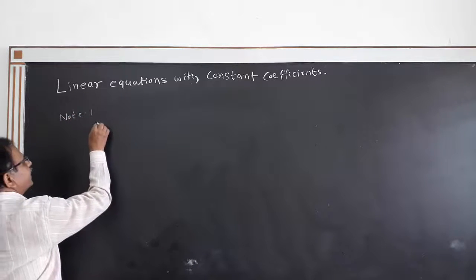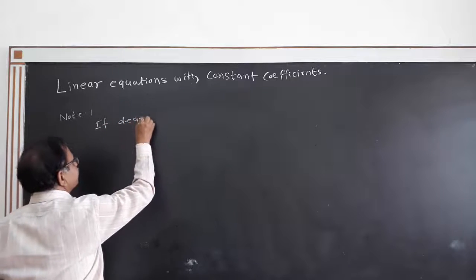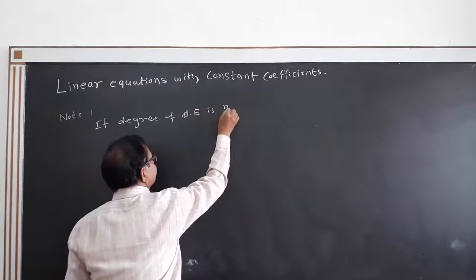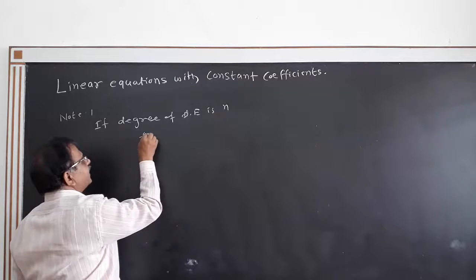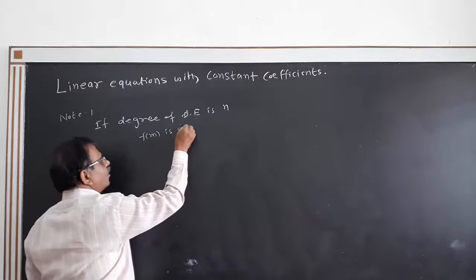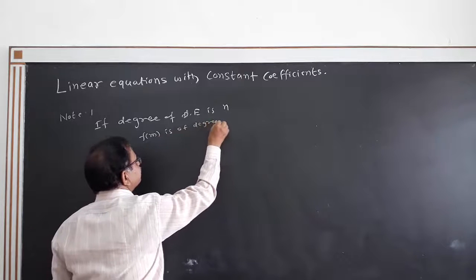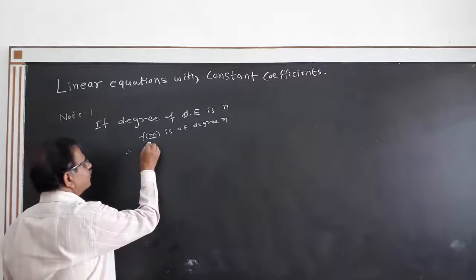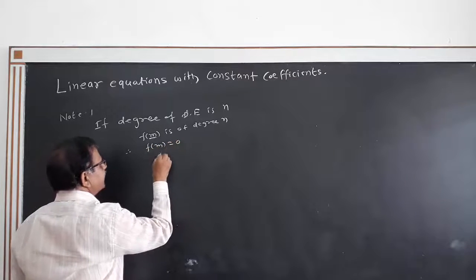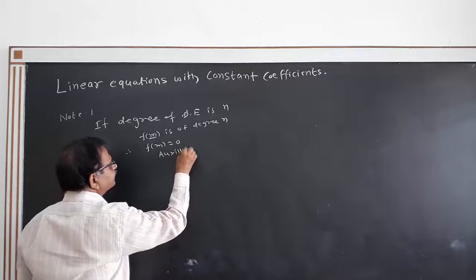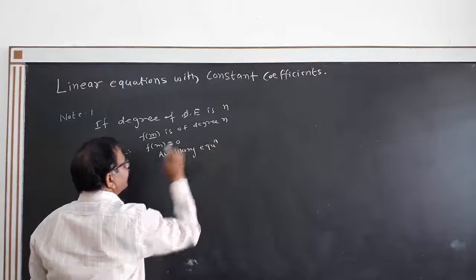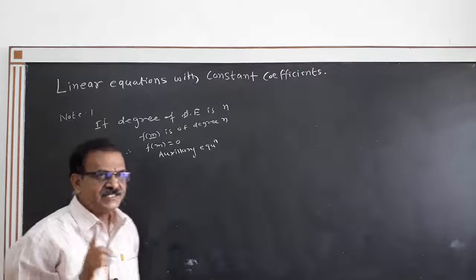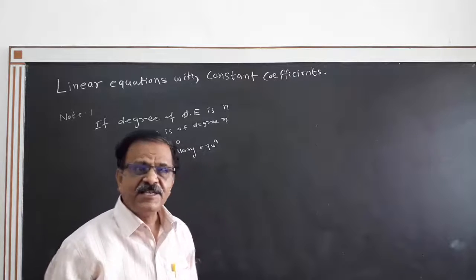First note, if degree of differential equation is n, then f(m) is of degree n, and therefore it has n roots. This f(m) equal to 0, we shall call this as auxiliary equation. And this auxiliary equation has n roots. That means if degree of the differential equation is n, then auxiliary equation has n roots.